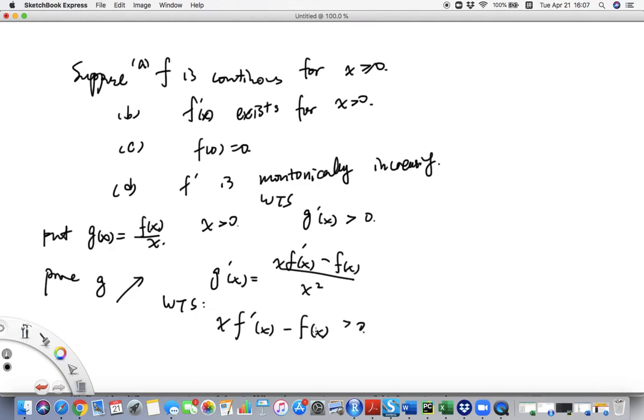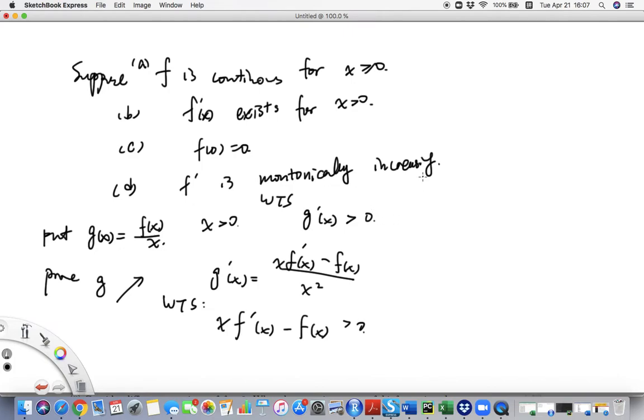Okay. So how do we do that? Well, what conditions do we have? We have G prime of X exists, and F of 0 is equal to 0, and F prime is monotonically increasing.